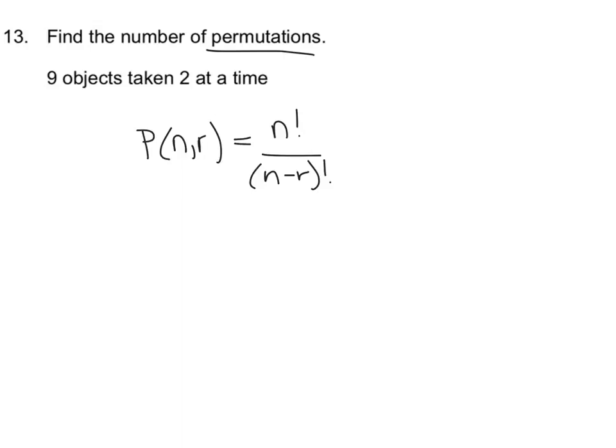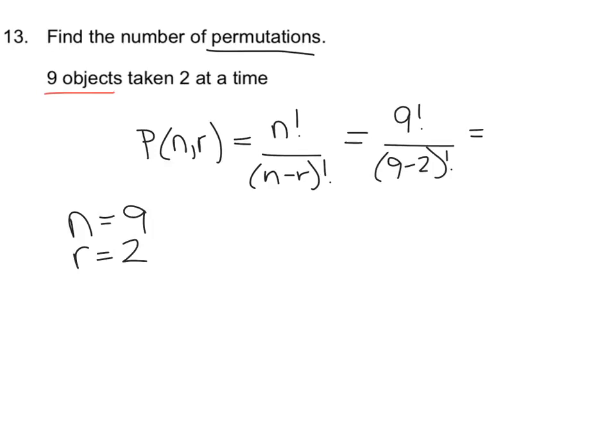First, we need to identify the n and the r. N represents the total number of objects that we have. So there's 9 objects, and n equals 9. Now we're taking 2 objects at a time. R is the number of objects that we're selecting, so r equals 2 in this case. We'll just plug those values into the formula and solve. We have 9 factorial divided by 9 minus 2 factorial. We'll do the subtraction on the bottom, so we have 9 factorial divided by 7 factorial.